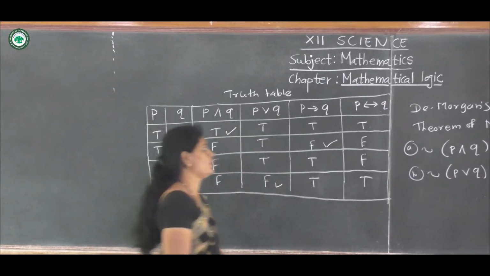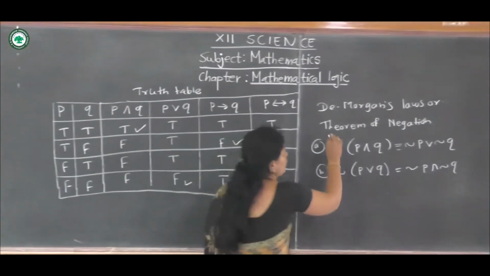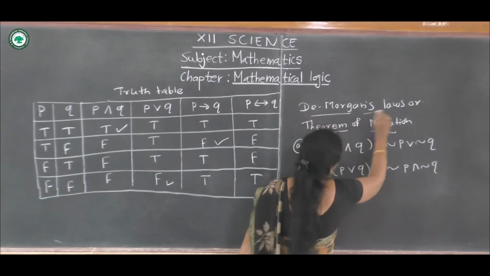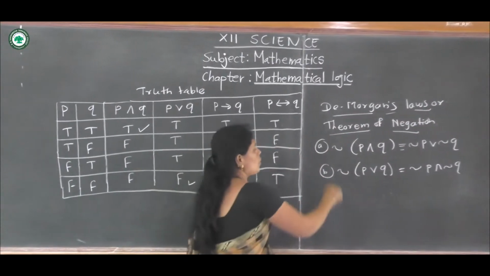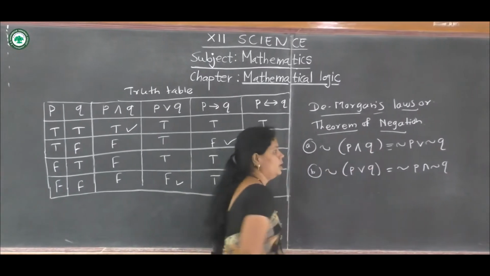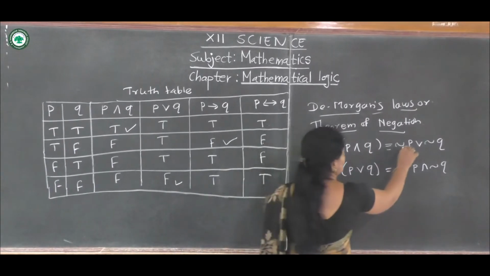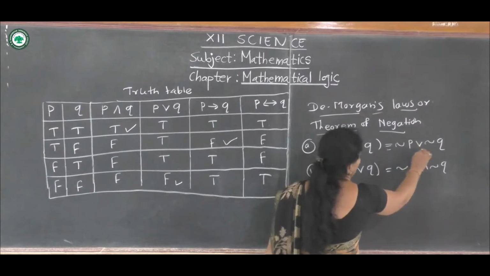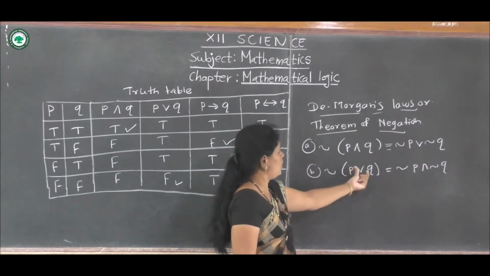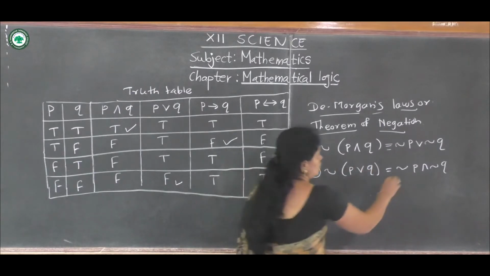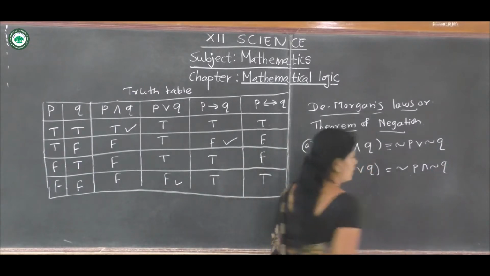Next, De Morgan's law or theorem of negation. First, negation of (P and Q) is equal to negation of P or negation of Q. Second, negation of (P or Q) is negation of P and negation of Q.